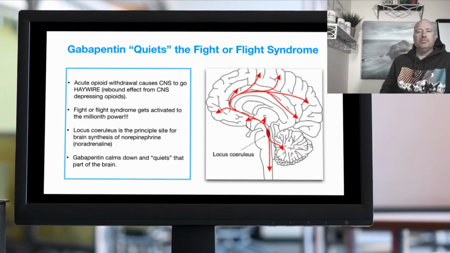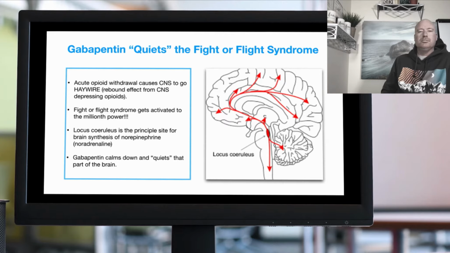So acute opioid withdrawal causes the central nervous system to go haywire. This is from a rebound effect. Opioids are CNS depressing drugs, so they depress and slow down your central nervous system. They quiet it and calm it. So once you're addicted to opioids, when you get off them cold turkey, there's a rebound effect, and your central nervous system, instead of being depressed, doesn't go back to normal baseline. It goes way, way high above, and the CNS fires signals strenuously.